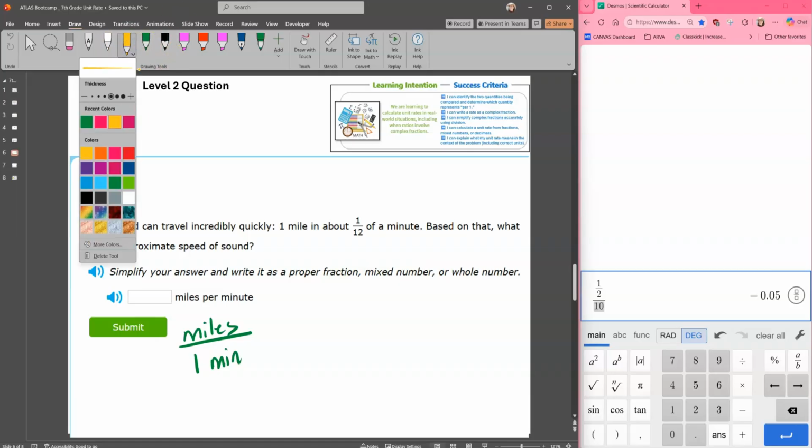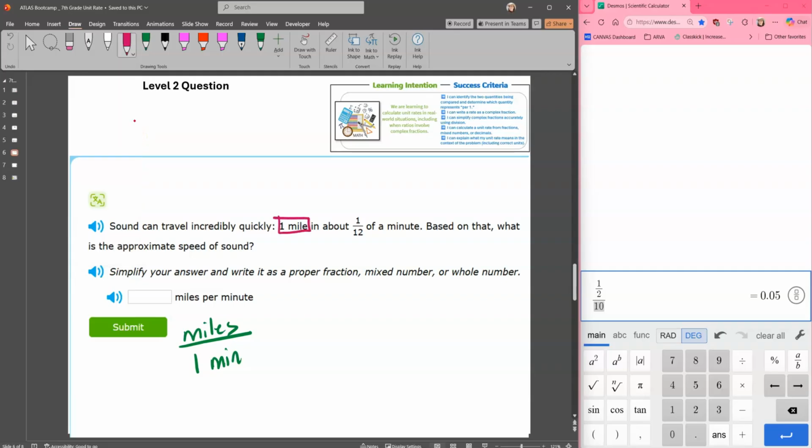I've been given information to use, and that is that sound travels 1 mile in about 1/12 of a minute. So 1 mile per 1/12 minute. Cannot spell. We're going to pretend like that says the word minute. 1 mile per 1/12 of a minute. How do I get it so that it is 1 minute in the denominator?